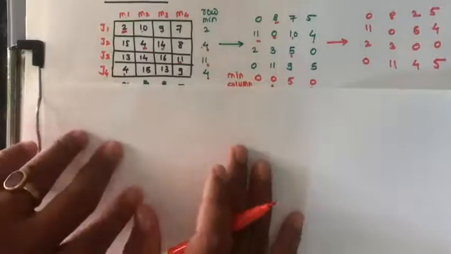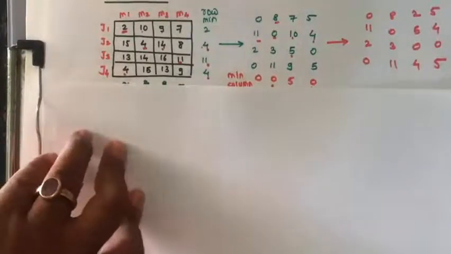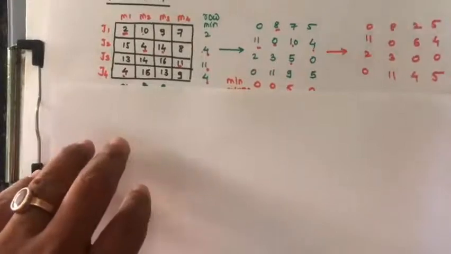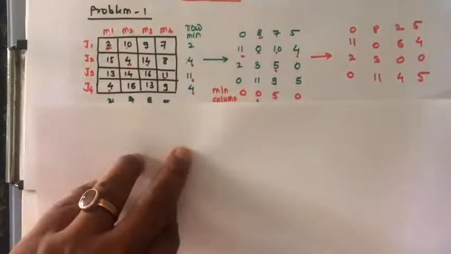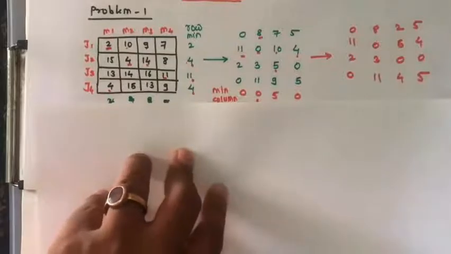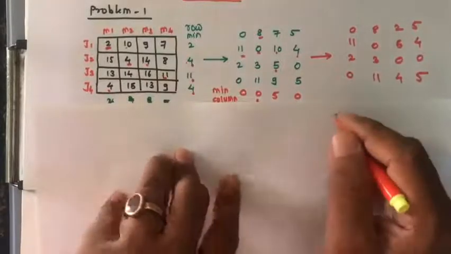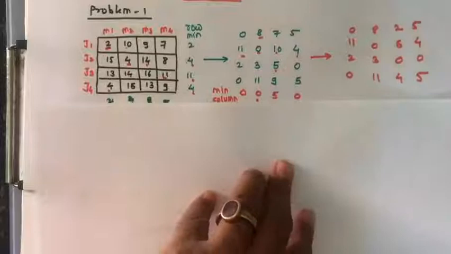Now we will go for step number 3. That is, we have to mark lines to cover the maximum number of zeros. First of all, we go for the row scanning.